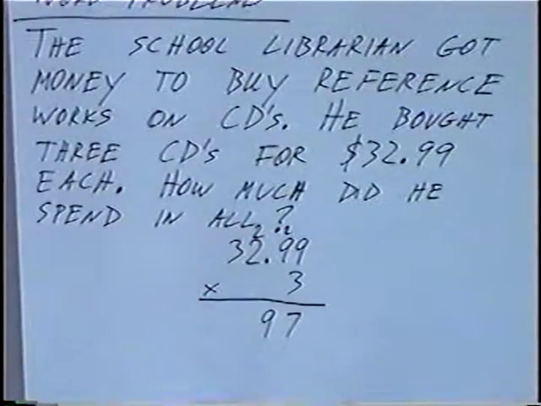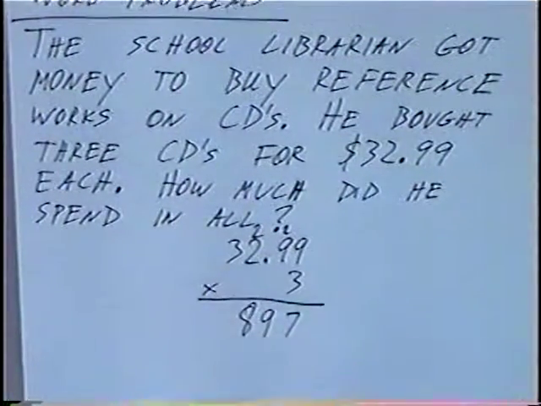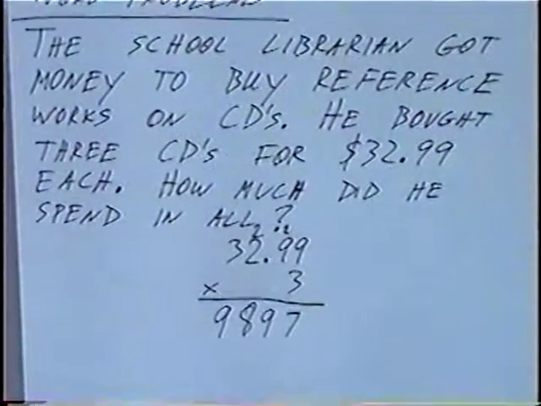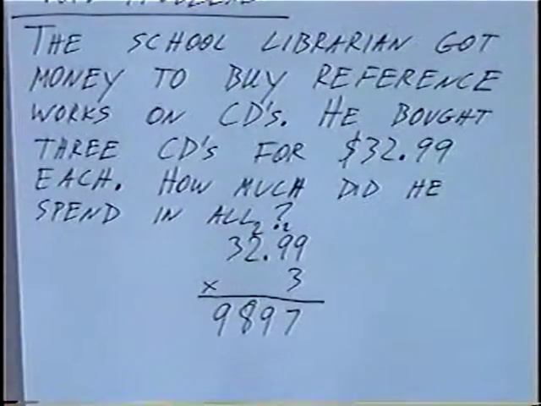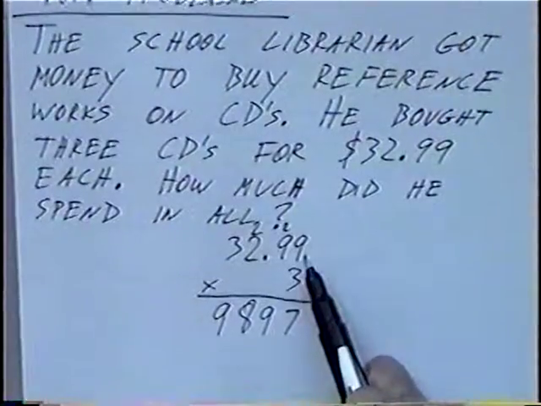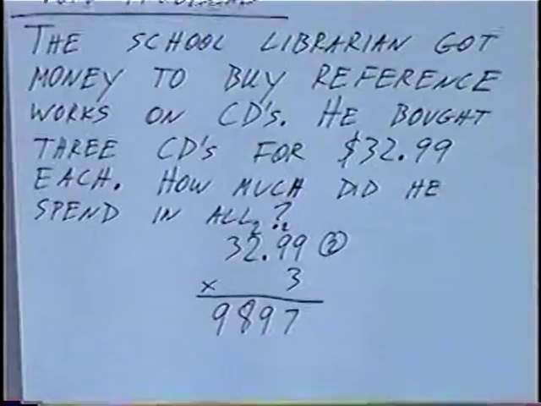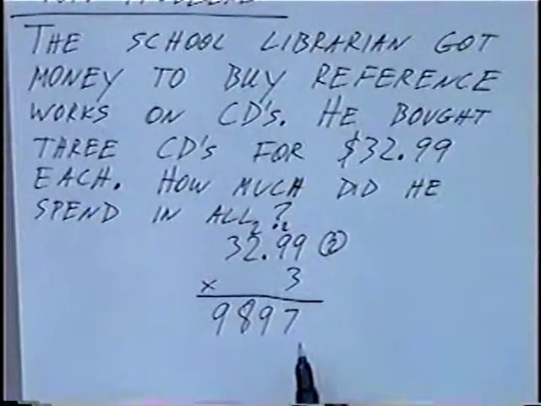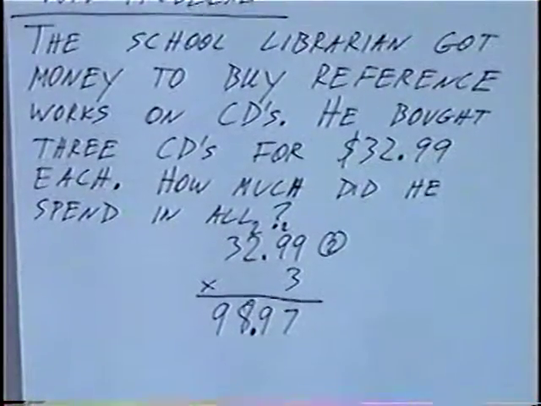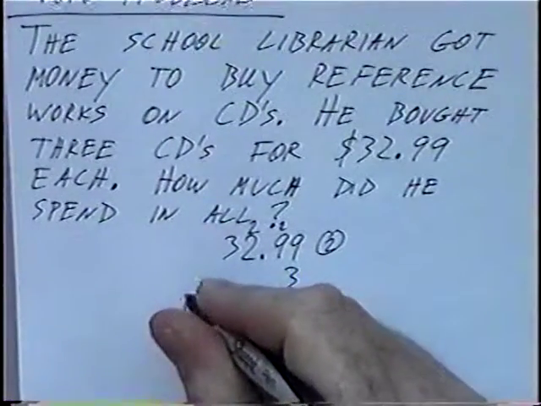And 3 times 2 would be 6. Plus 2 more would be 8. And 3 times 3 would be 9. So we'll have the numbers 9, 8, 9, and 7 in our answer. Keep in mind we want to put a decimal in this answer somewhere. 32.99, we have 2 numbers in the decimal, and 3 does not have a decimal. So we have 2 total numbers in the decimal, which means we want 2 numbers in our answer to be decimals. So 98.97, or the total cost is $98.97.